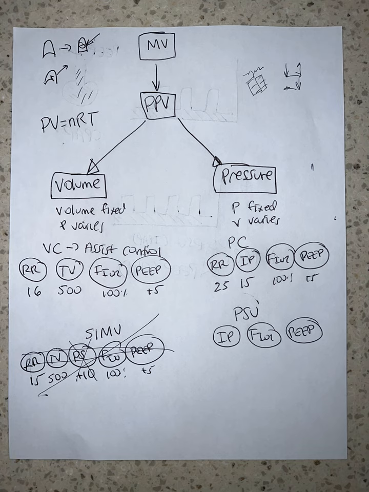Say you do 25 at 15 at 100% plus 5. At least 25 times, the ventilator will give a 15 centimeter water burst of pressure. Whatever volume that gives you, depending on the stiffness of the chest wall, the mechanics of the chest wall and the lungs, and the elasticity and all that, will give you whatever volume that is.